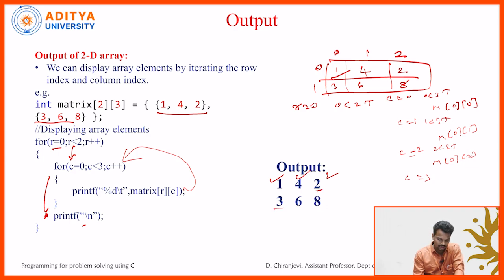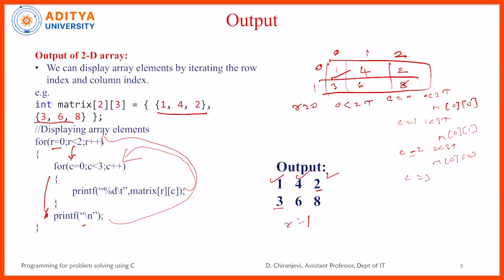Okay, after reaching here nothing is there, so from here control again transfers to R++. Okay, R++ now row will become 1. So 1 less than 2, this is true. Now again it will set C value to 0, 0 less than 3, this is true. Again you display matrix of 1 0 value. So 1 0, that is 3, so 3 will be printed. Similarly C value will be updated up to 2, so up to 2 it will print 6 and 8.